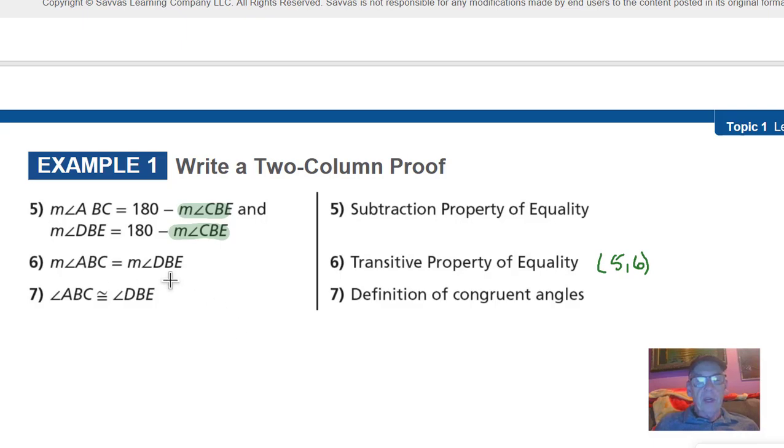So we've got these two angles equal to each other, and by definition of congruence, these two angles are congruent. If you have two angles that are equal in measure, they're congruent. That's our definition of congruent angles.